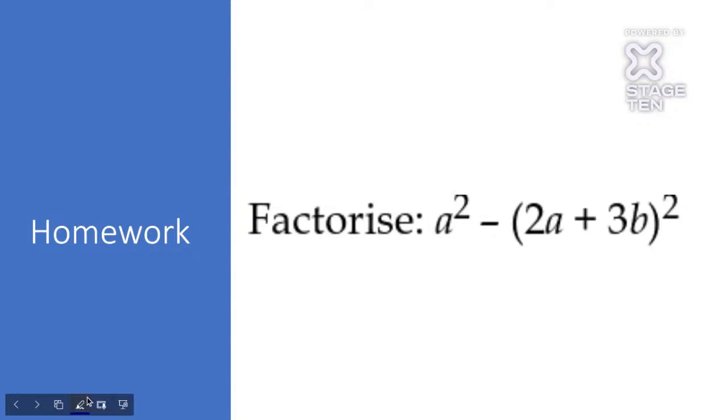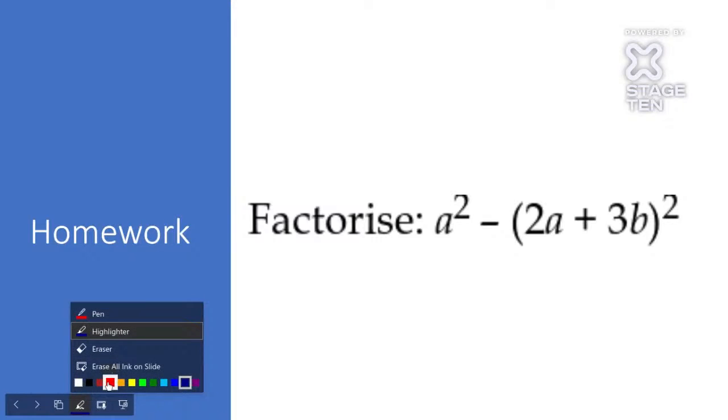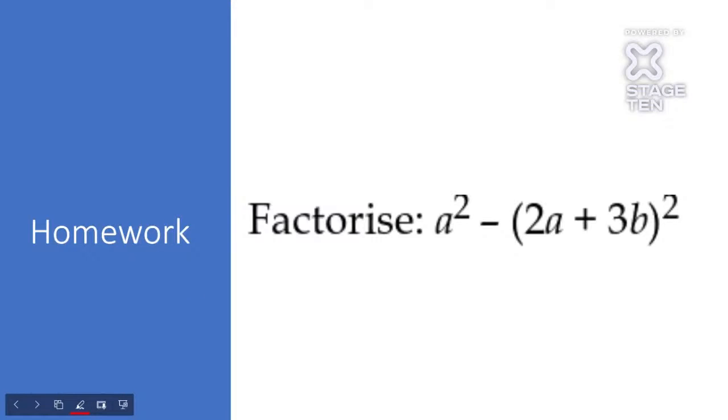And here is the homework question of the day. You have to factorize this problem, a square minus 2a plus 3b whole square. This is your expression. You have to factorize it, and you have to give me the answer in the comment section, not in the live stream. In the comment section, you have to give me the answer to this.